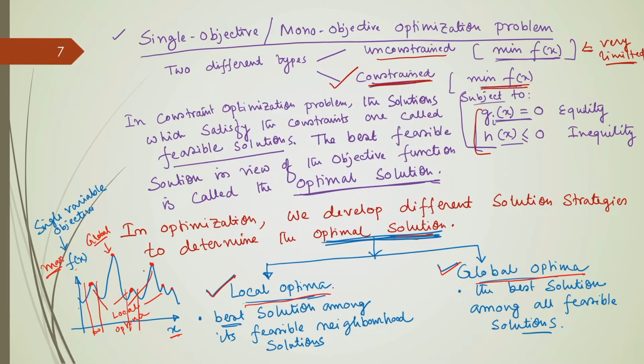Okay. So, we should understand the difference between local optima and global optima. If you want to go higher than that, you should follow some optimization theory book. Now, I will also give some example of a typical optimization problem.